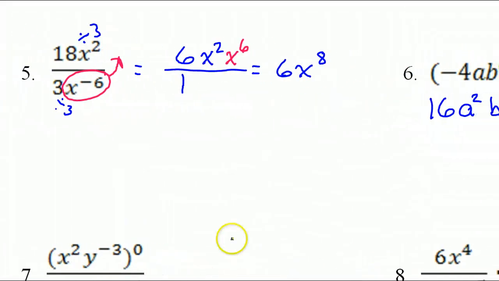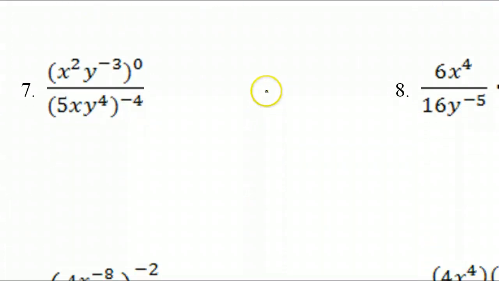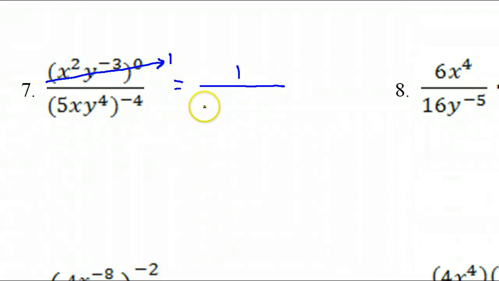Alright, how about number 7? Here again, this entire parentheses is being put to the 0 power. So anything to the 0 power is 1. So that means I have 1 over stuff. Now, when I have a negative exponent, especially when there's a number in front, focus on the 5, because this is the part kids mess up. I'll have kids give me negative 20, I don't know. This is not a negative number.